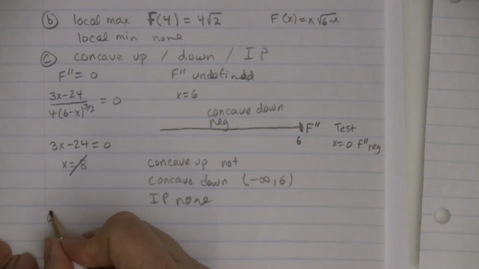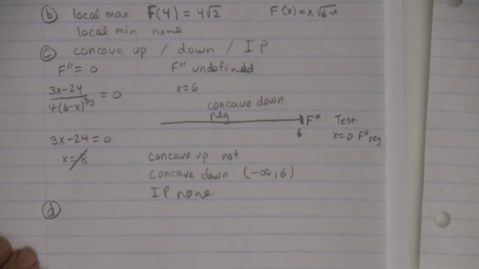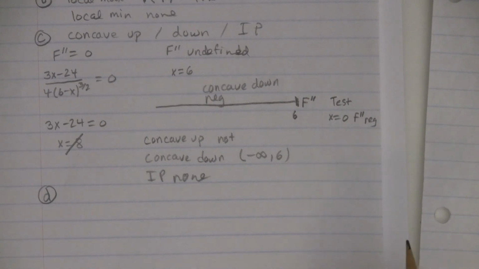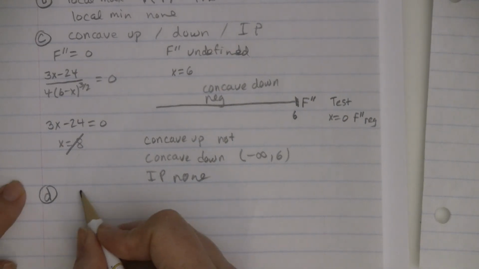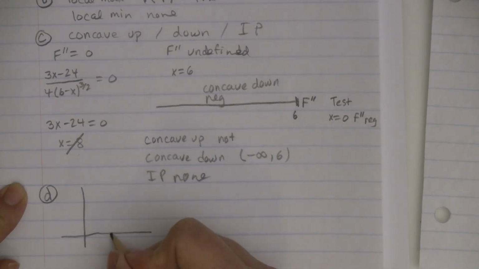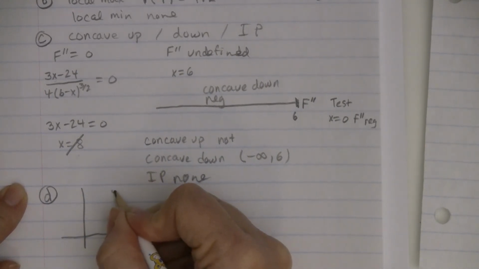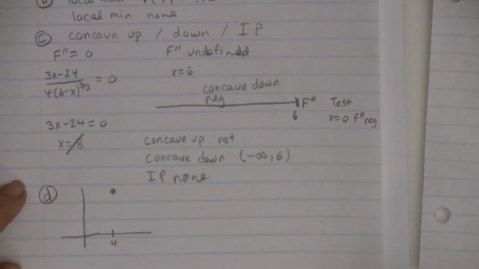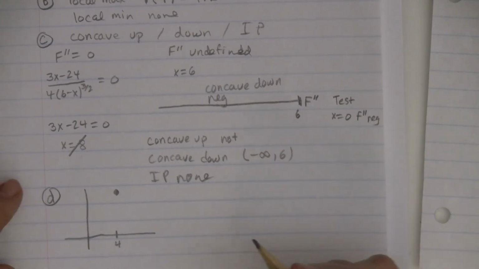In part D, and then I'll be done with this video, I'll get it rendering or whatever they call it when you do that, is to give a little sketch of it, based on the stuff that you knew about it. We knew that it was increasing from 0 to 4. So when I draw my drawing here, at 4 we had a max up there at 4 square root of 2.